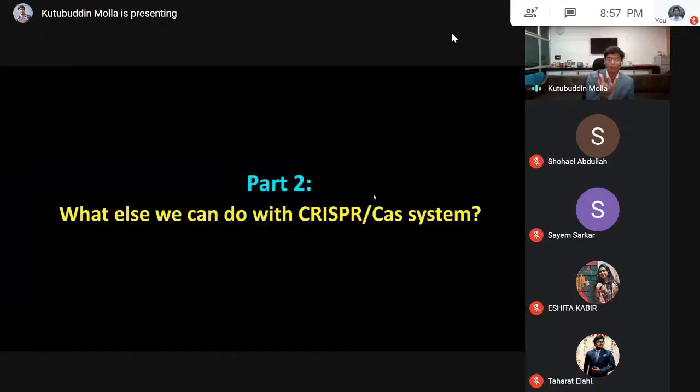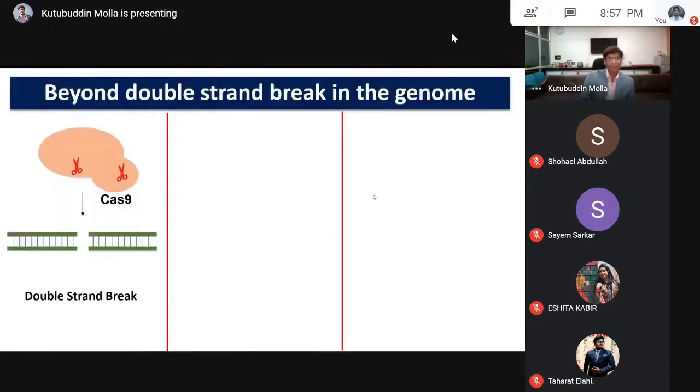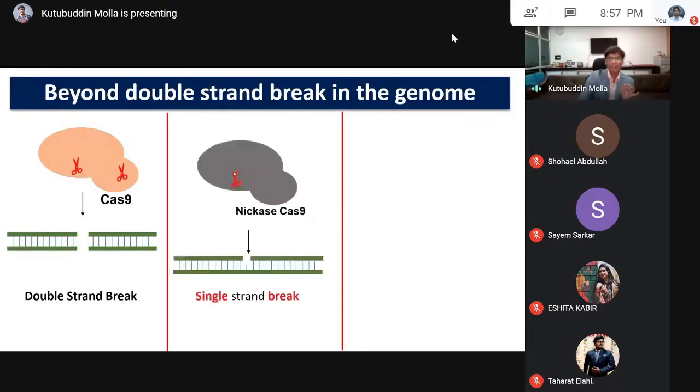So now, coming to part two, what else we can do with the CRISPR-Cas system beyond knocking out a gene, beyond inactivating a gene. So you see, I told you this postman, or the normal Cas9, has two scissors and it can make a double strand break. But if you change the sequence of this Cas9 a little bit, you can make it an engineered Cas9 that is called Nickase Cas9. This Nickase Cas9 has only one scissor, not two scissors. So it can make only one single cut, not a double strand cut, and this is called a nick. So this is called nCas9 or Nickase Cas9.